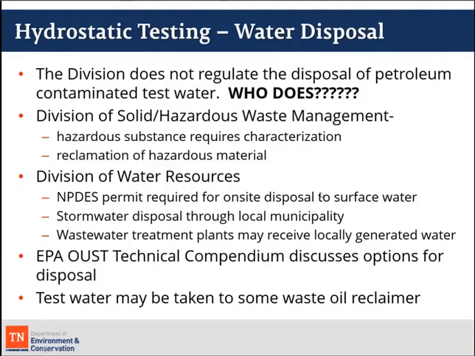If you are looking for on-site disposal to surface water, you're going to have to go through the NPDES permit, which is through our water resources division and is a fairly lengthy permit process. The EPA's technical compendium discusses options for disposal. And test water may be taken to some waste oil reclaimers, any type of waste oil, oil water separators.